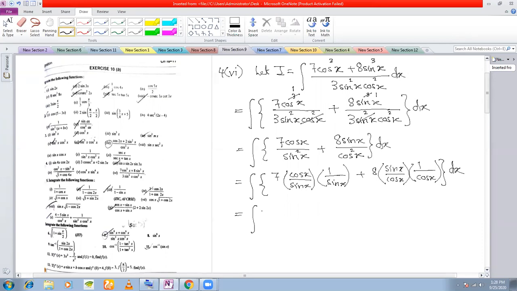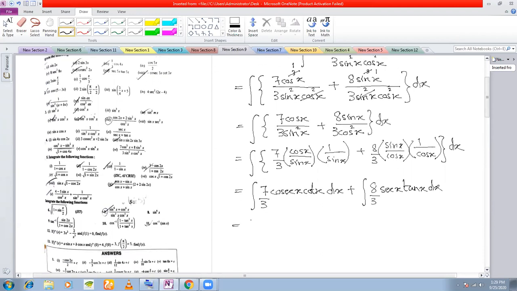So this is integration. What will this become? 7 cosec x cot x dx, right? Sir, in the second step, 7 cos cube x upon 3 sine square x, 3 was there, no? 3 is also there in the second step. Fine, we'll write 3. So this becomes 7 by 3, and this becomes 8 by 3 dx.